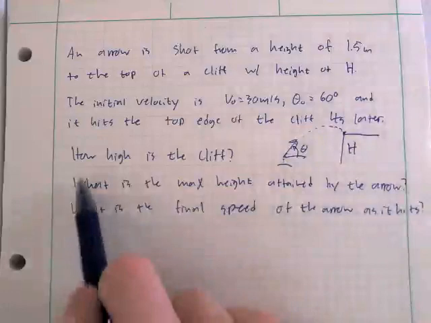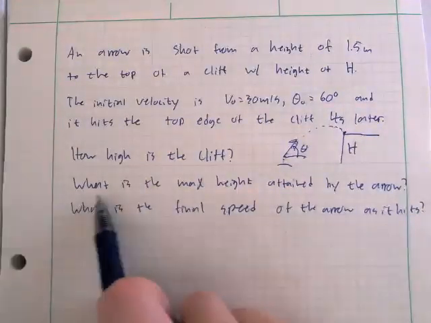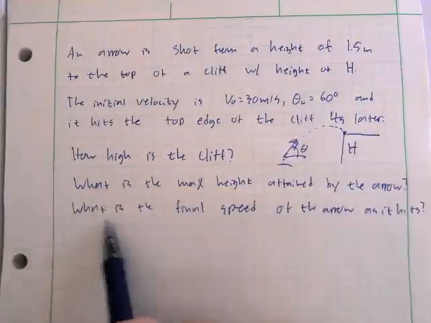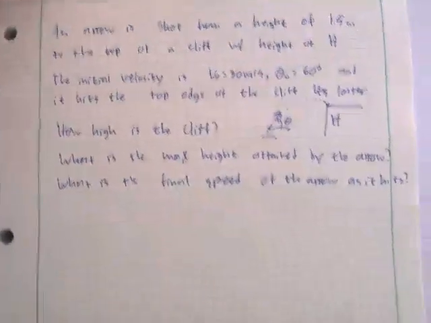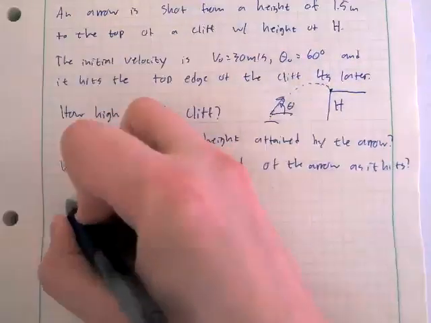So the first thing we want to know is how high is our cliff? After that, we also want to figure out what is the maximum height attained by the arrow. We'll use that same trick we did last time. And we can also say what is the final speed of the arrow as it hits. So let's figure out this first one first. How high is our cliff?